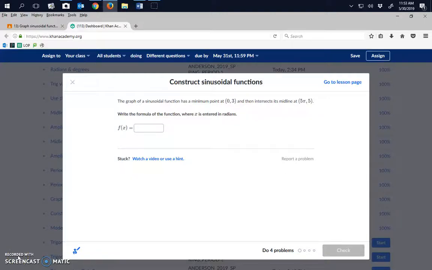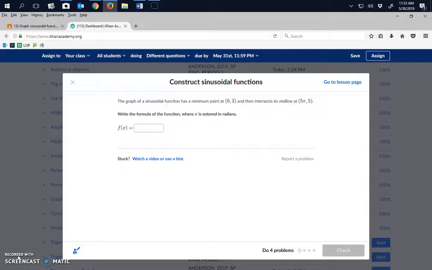Right, construct sinusoidal functions. So we're graphing again. Sort of. We are creating the actual formula for the graph. But I'm going to use the graph of the points they give us to help inform us on how to make our function. So it reads, the graph of a sinusoidal function has a minimum point at (0, 3) and then intersects its midline at (5π, 5). Write the formula of the function where x is entered in radians.